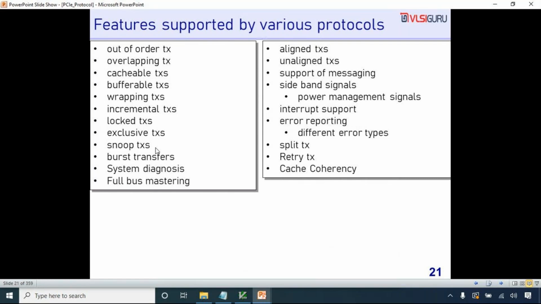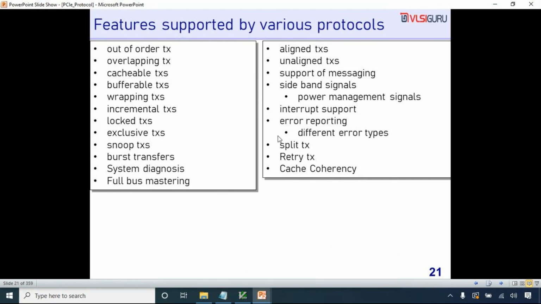PCI Express is a truly universal protocol because whatever you see here, in some way or other it has got something to support each and everything. I mean, PCIe will have some way to support out of order. It will have a concept where it can do the transfers out of order. It can implement the concept of cacheable, bufferable, not exactly by the same name, but it can essentially implement whatever you see here. Let's say you want to do interrupt support, it can do.